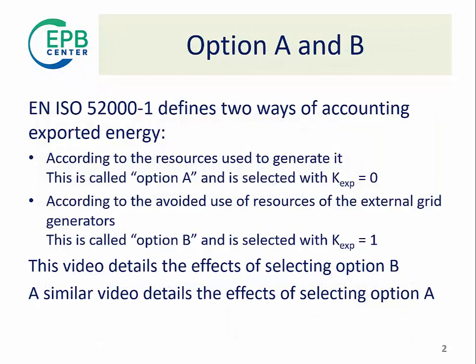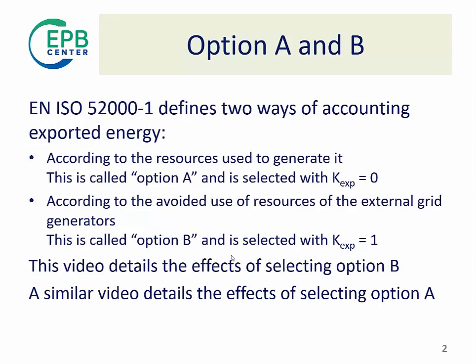The video on exported energy highlighted that EN ISO 52000-1 defines two ways of accounting for exported energy. According to the resources used to generate it, this is called option A and is selected with K exported equals 0. According to the avoided use of resources by the external grid generators, this is called option B and is selected with K exported equals 1.